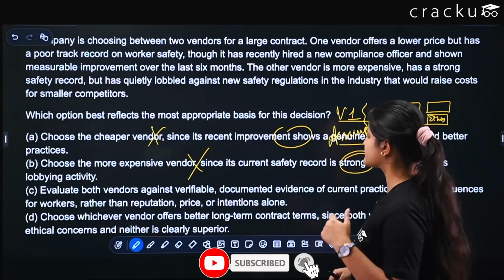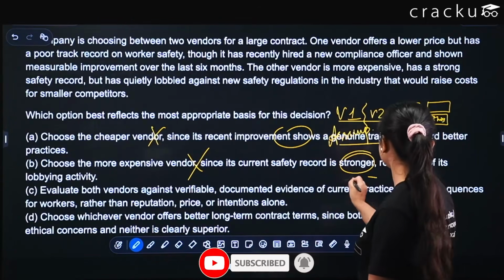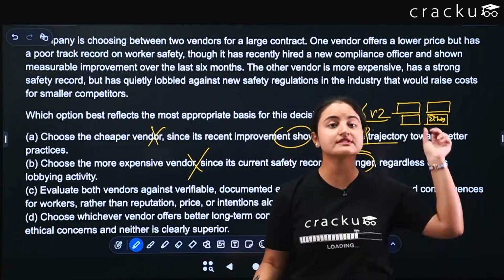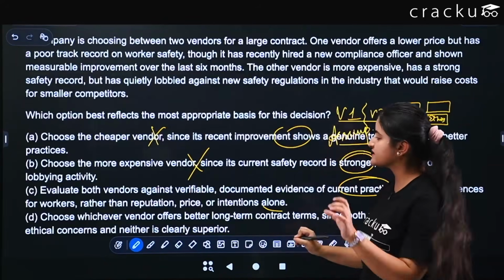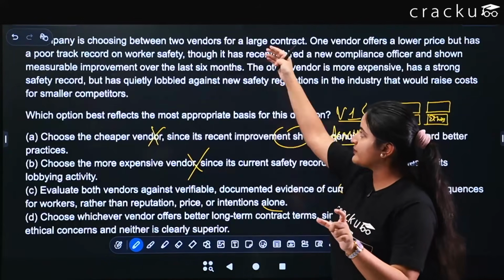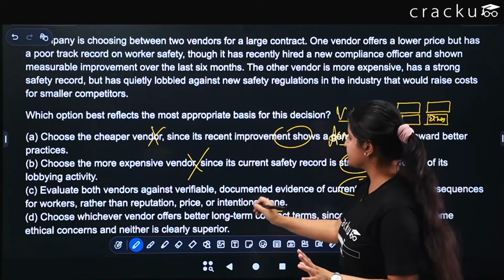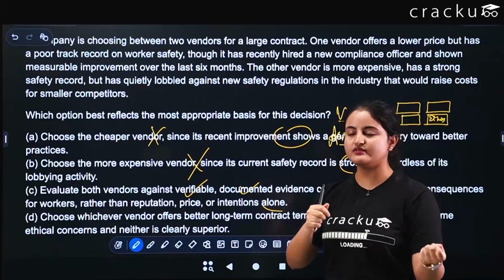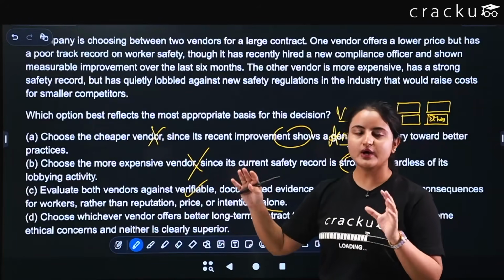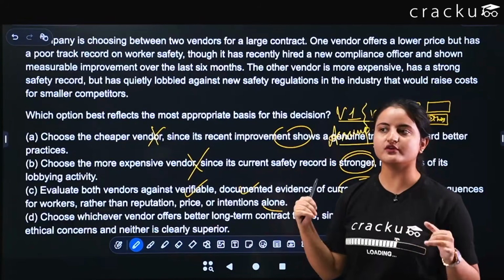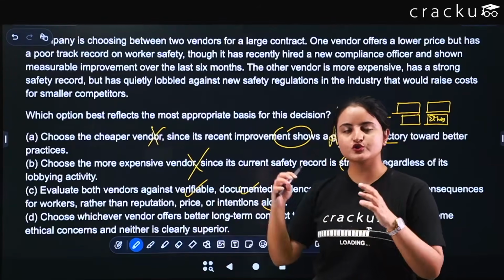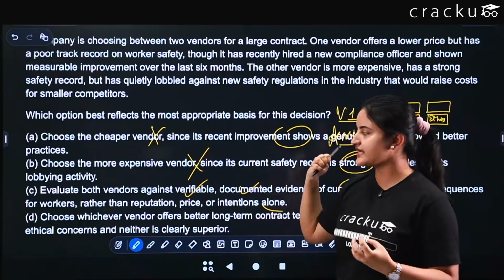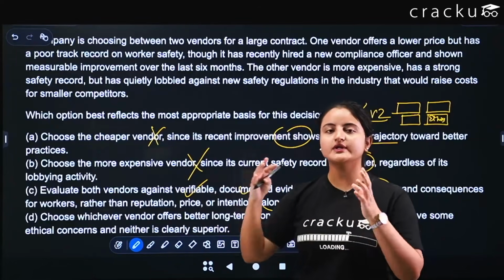Evaluate both vendors against verifiable documented evidence of current practices and consequences for workers rather than reputation, price, or intentions alone. So do not just evaluate them on the basis of what is given. Evaluate them on the basis of something which is verifiable, which is documented evidence. So even if things go in the wrong way, you have documented evidence, you have proof of why this particular vendor was chosen. So you are cleaning your trail. You are accounting for the consequences, because if the consequences arise, you would have proof.